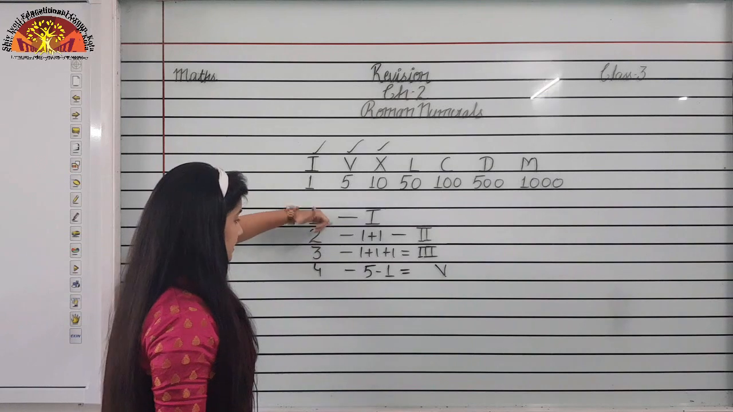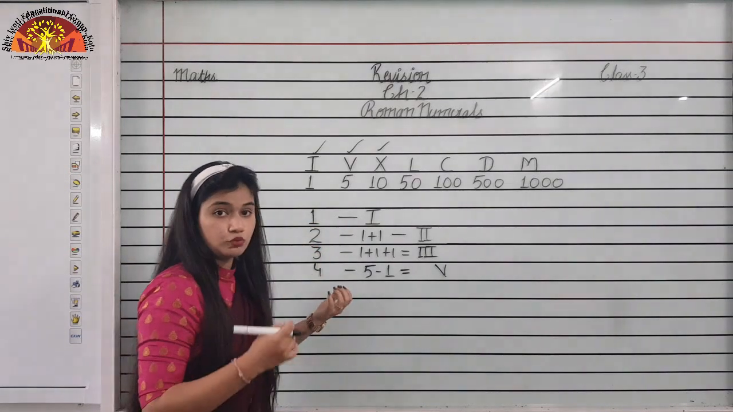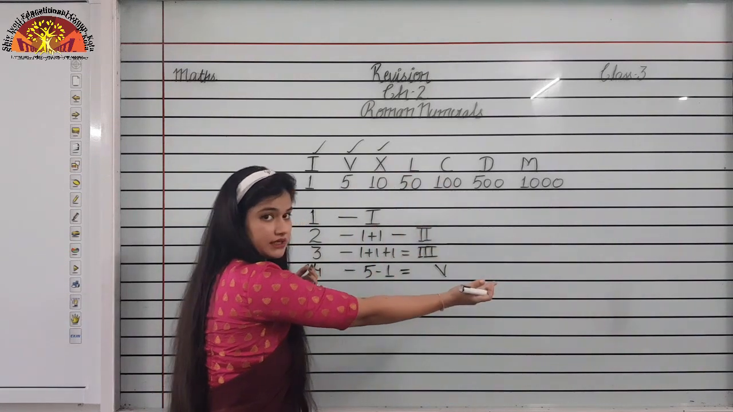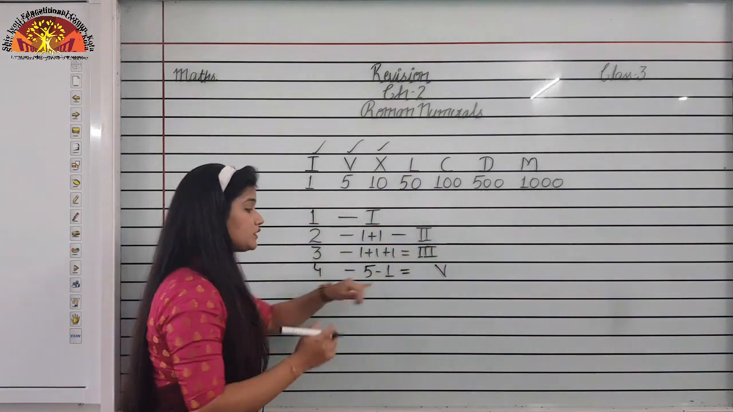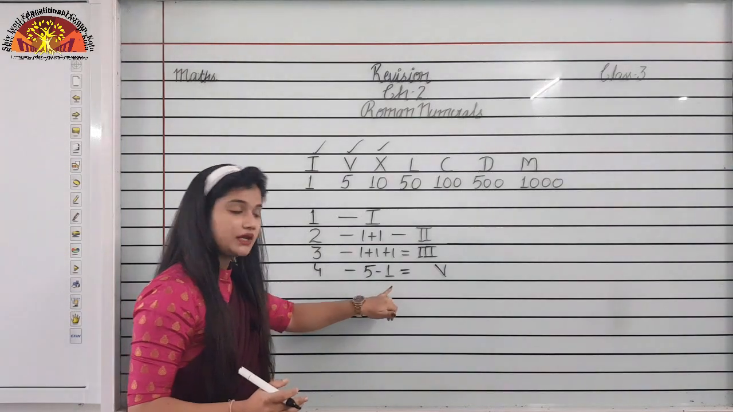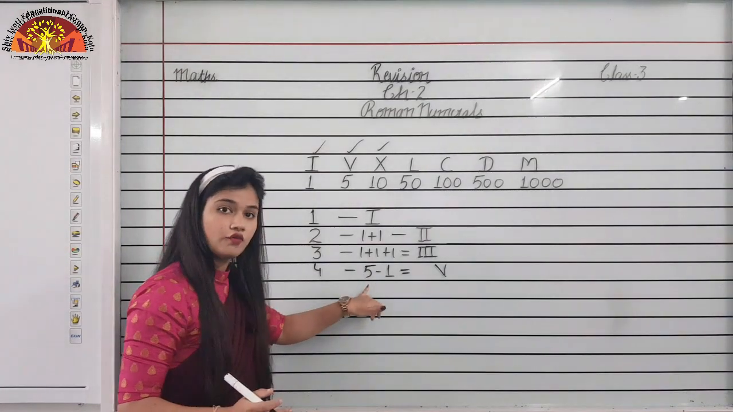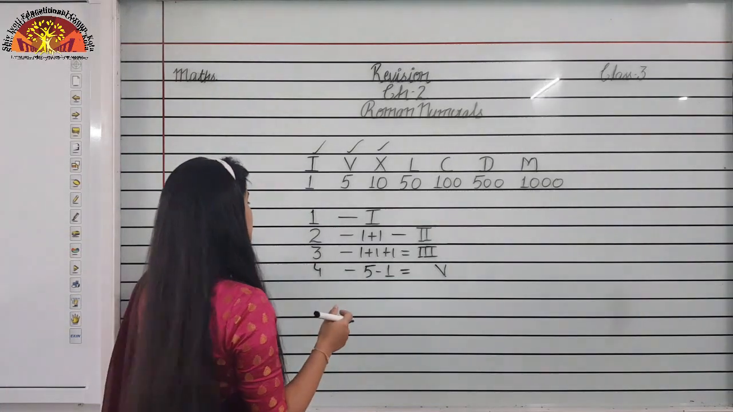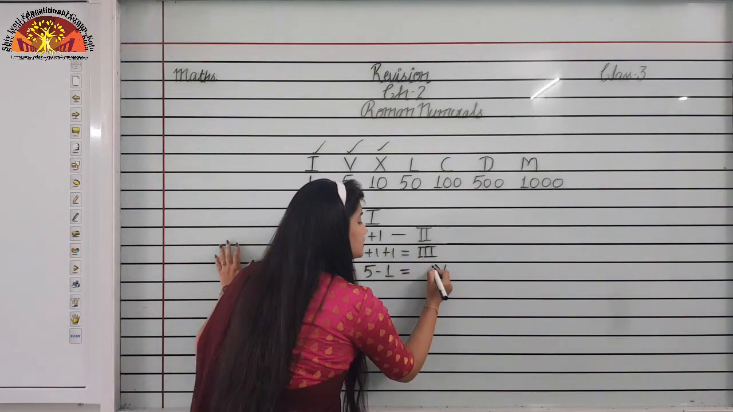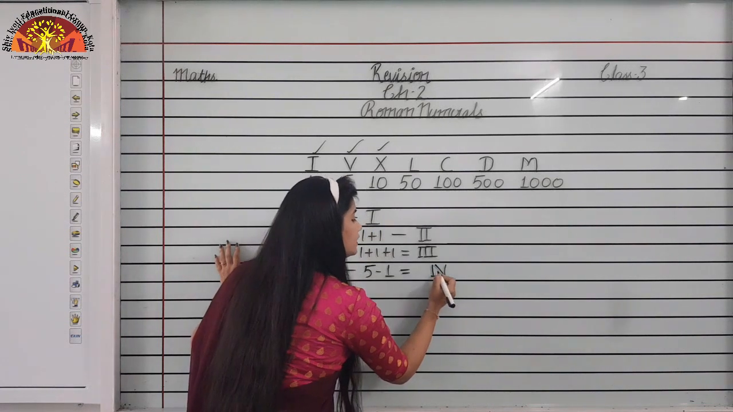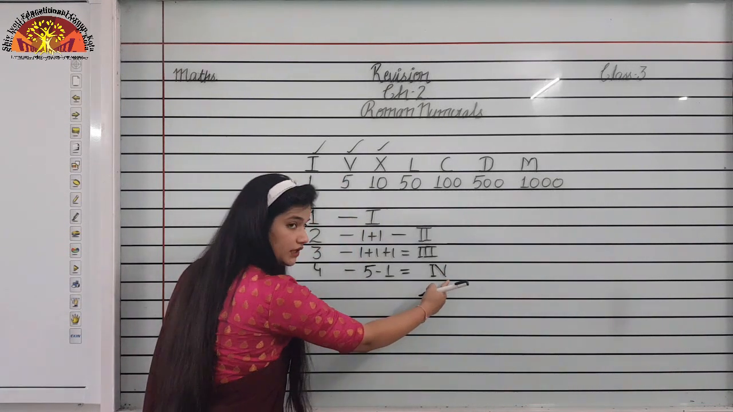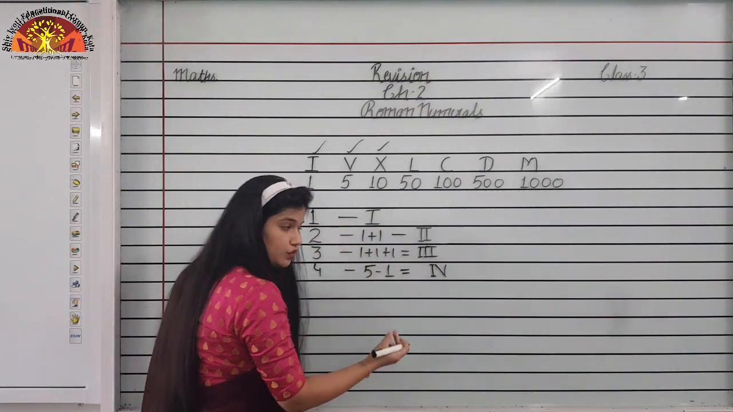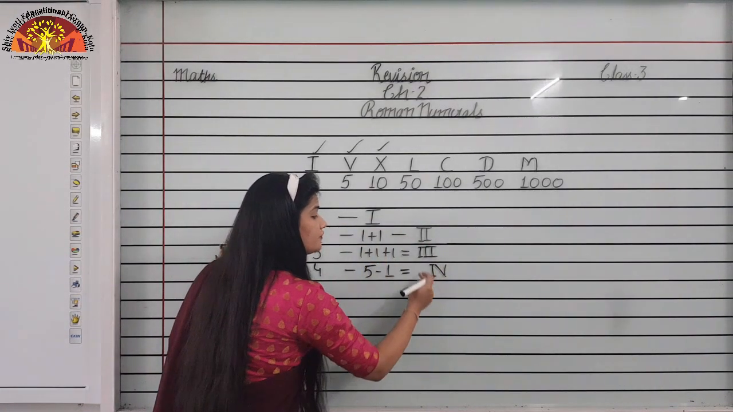Now in these 3 situations we were adding something. That's why we were writing the symbols this side. Now we have to subtract 1. What do we have to subtract from 5? We have to subtract 1 from 5. So we have to put the symbol this side. This side means LHS, left hand side. So now I am going to write I here. Now this will be V. And I have written I on this side. It means we have to subtract 1. So V minus I. Now this will be 4.